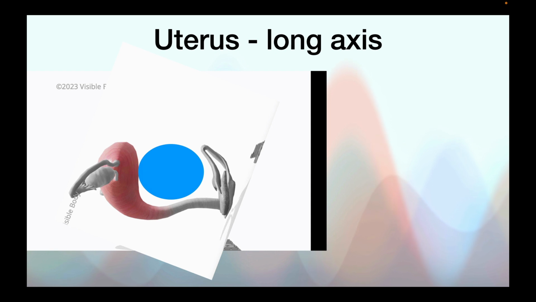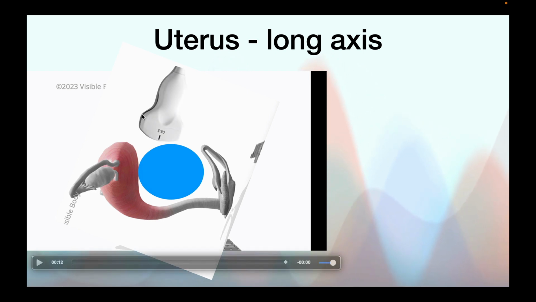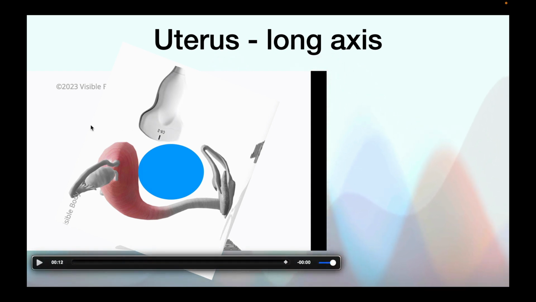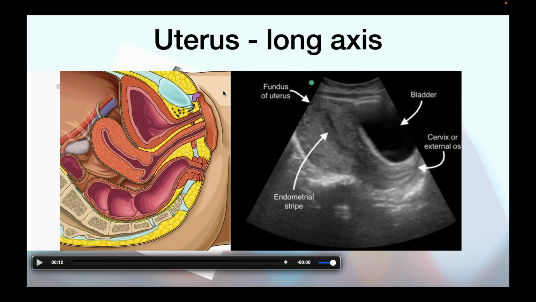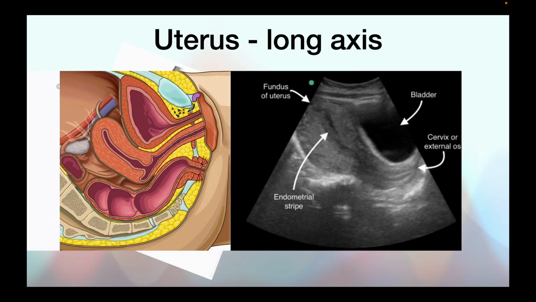In terms of the ultrasound, you want to use a curvilinear probe with the indicator dot pointed towards the head. And this is what you would get right here. So the probe would sit somewhere here, and it would shoot through the bladder, and you get this long axis view of the uterus from the fundus, the body, to about where the cervix is.